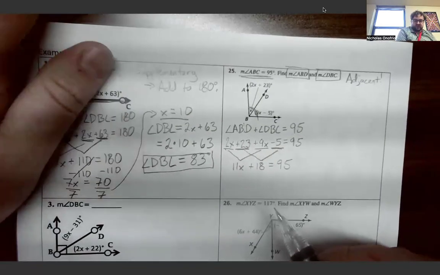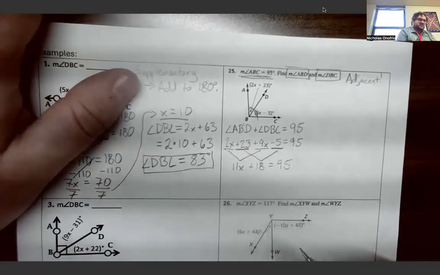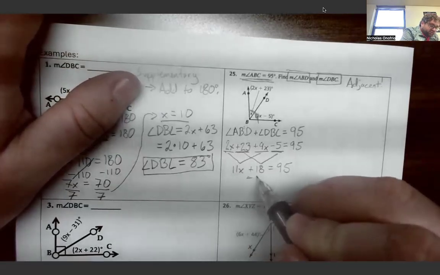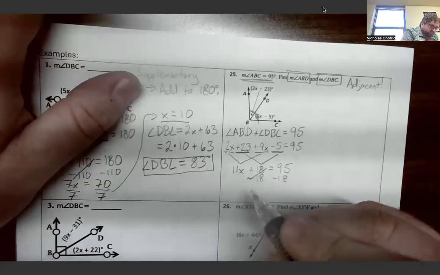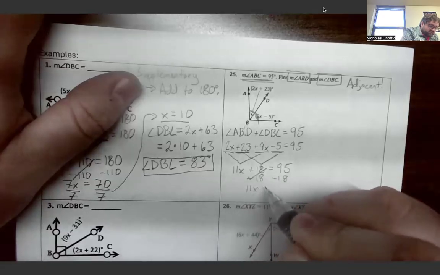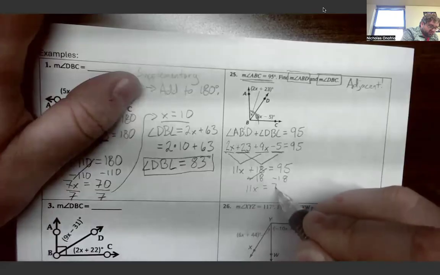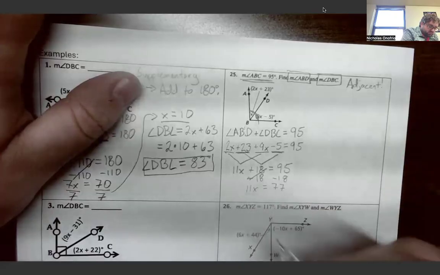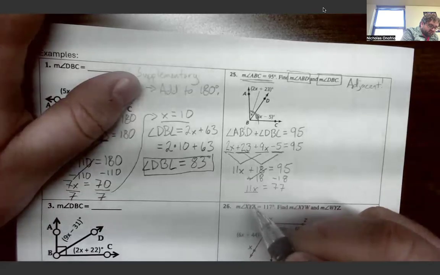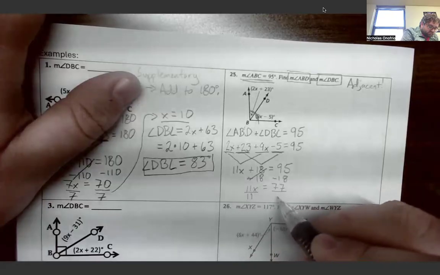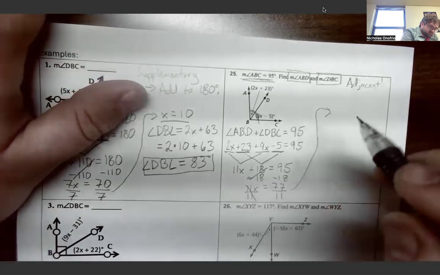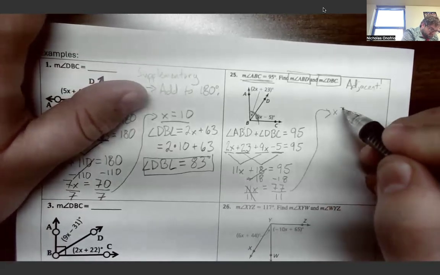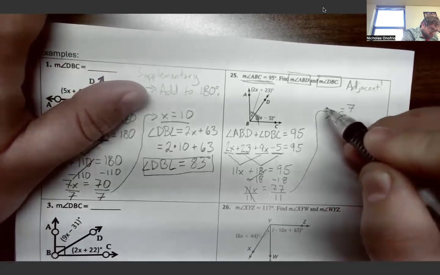So now we're looking and we think, okay, how do I get rid of a plus 18? What's the opposite of adding 18? That would be subtracting it. So we subtract 18 from both sides. We'll get 11x equals 77. And then we're going to divide both sides by 11. We'll get x equals 7.